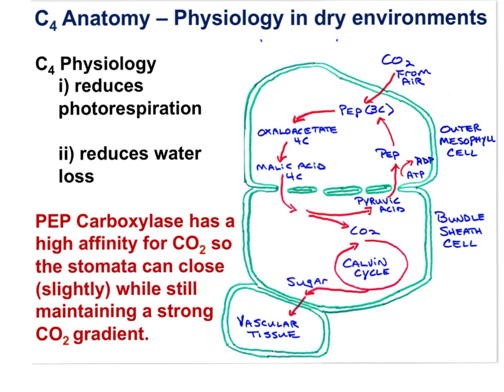The details are complicated, as you can see here, but in the end, PEP carboxylase's higher affinity for CO2 allows C4 plants, the C4 anatomy, which is an adaptation to dry environments, to partially close their stomata. The stomata can partially close because of PEP carboxylase's higher affinity for carbon dioxide. The partially closed stomata serve to conserve water. Again, this is an adaptation in dry environments.